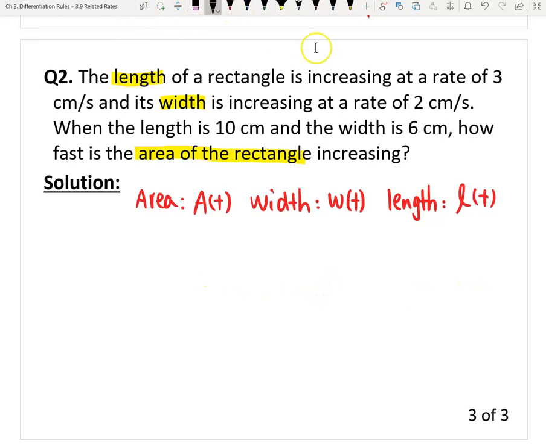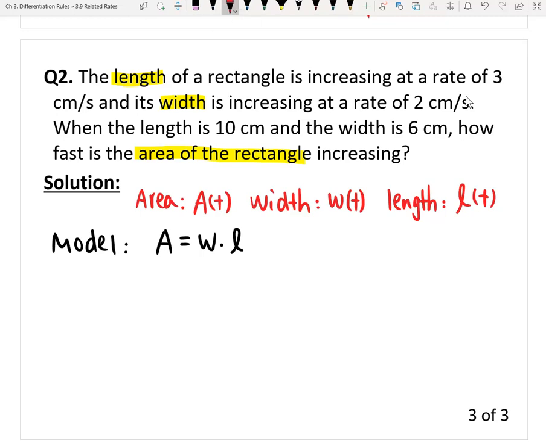Now, what is the model? So the model is the easiest model, okay? And the model is the area is what? W, the width, times the length. Can you see how simple the model is? The second step, you know what to do.